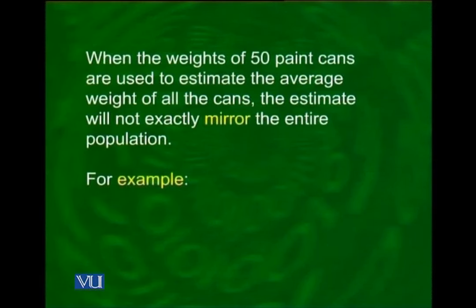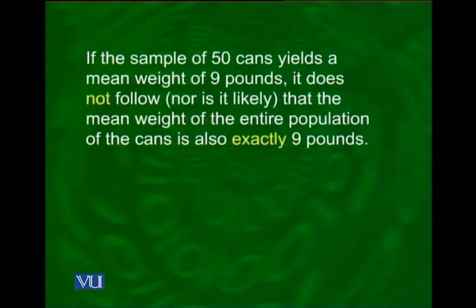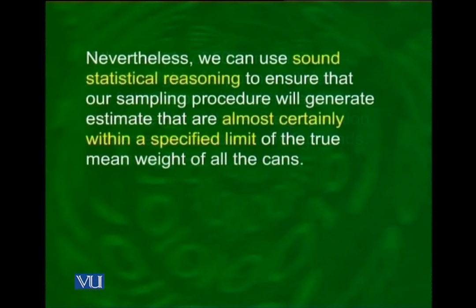To answer this question, note that the weights of the 50 paint cans which are in the sample, their average is not going to be exactly equal to the average weight of the entire population. For example, if our sample yields a mean weight of 9 pounds, it does not follow that the mean weight of the entire population of the cans is also going to be exactly 9 pounds. Nevertheless, we can use sound statistical reasoning to ensure that our sampling procedure will generate an estimate that will be almost certainly lying within a specified limit of the true mean weight of all the cans.